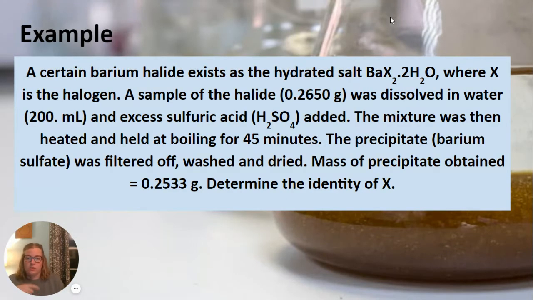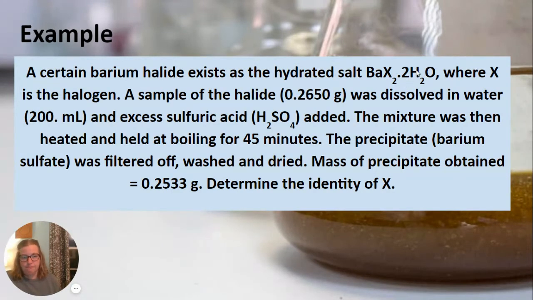So it says that a certain barium halide, and halide is a halogen ion, exists as the hydrated salt BaX2. So what that means is X is our halogen. We don't know what it is. And then there are two of them in this formula. And then it's got two waters attached to it.